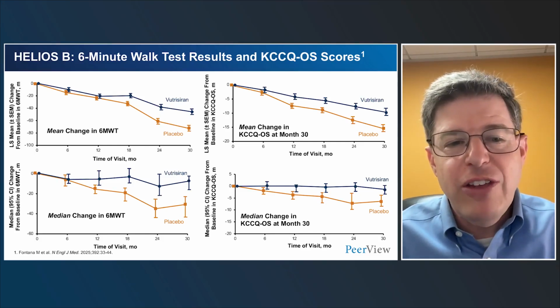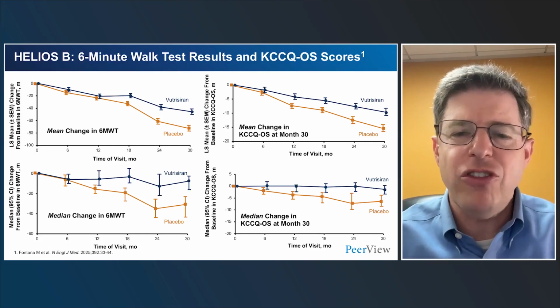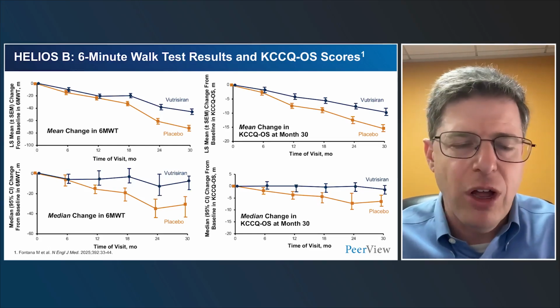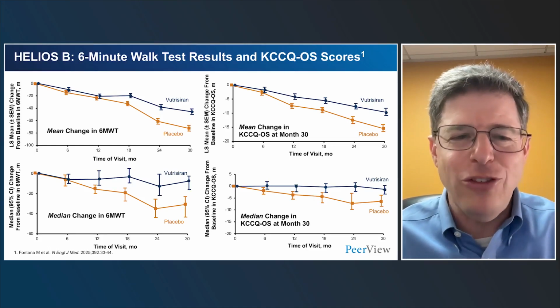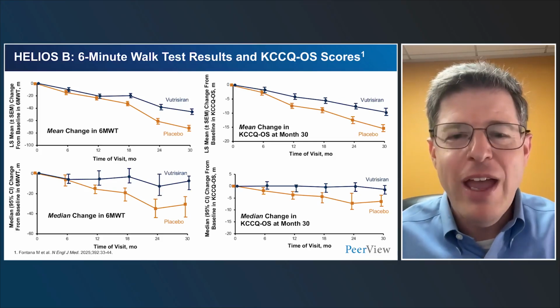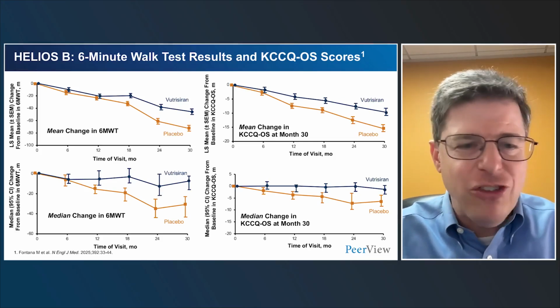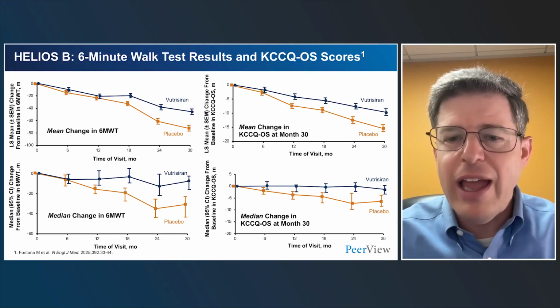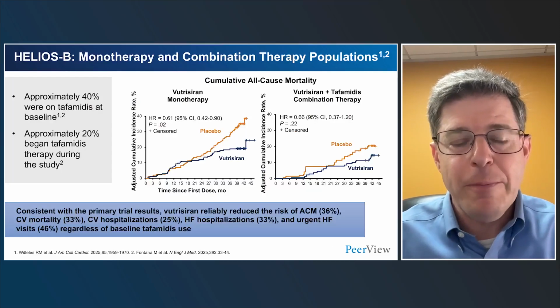And so what you can see is that by the mean changes, you still do see a drop that is not too dissimilar, I would say, to what we saw with acoramidis. When you look at median change, this is when you're counseling the patient, what is that person right in the middle? What happens to them? And you can see that the patients in blue on vutrisiran really had stability on 6 minute walk and KCCQ over the 30 months of the trial.